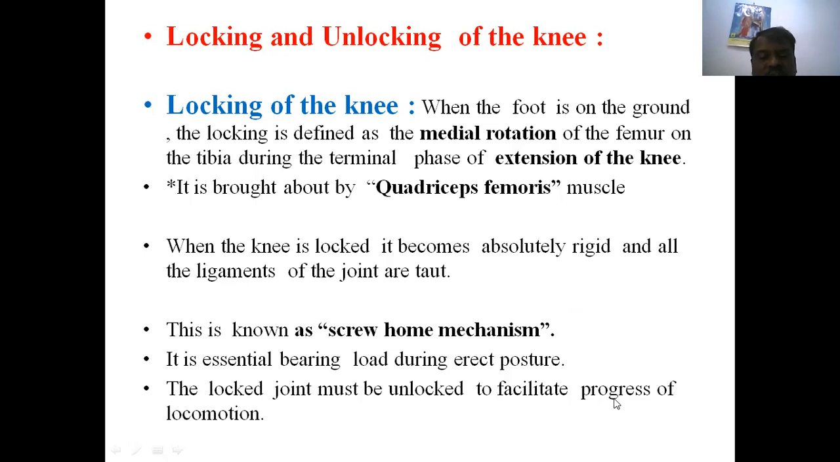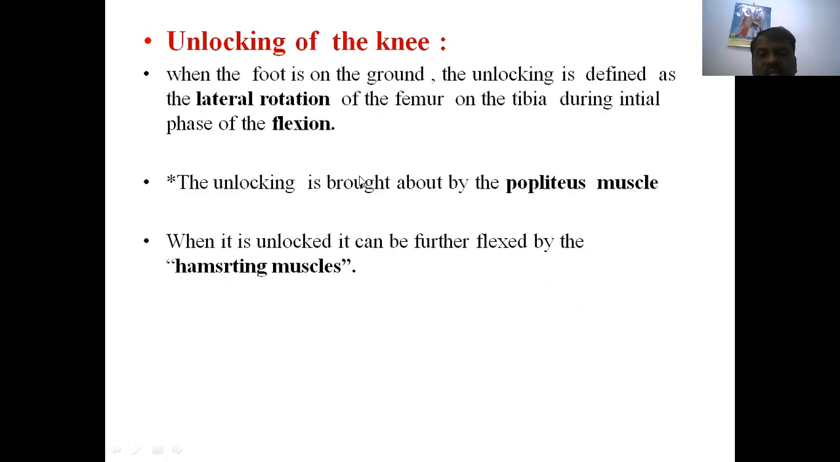So what happens in unlocking? Here, lateral rotation of the femur on the tibia takes place during the initial phase of flexion. That is the unlocking phase. Whereas in the locking phase, there is medial rotation of the femur on the tibia, that is the terminal phase of extension.